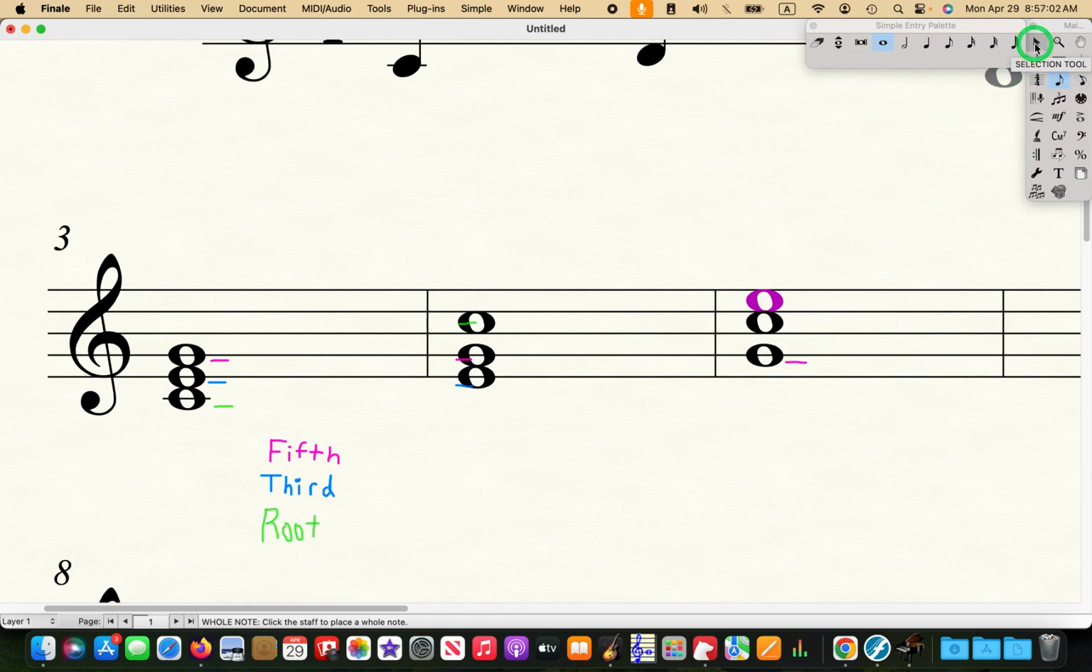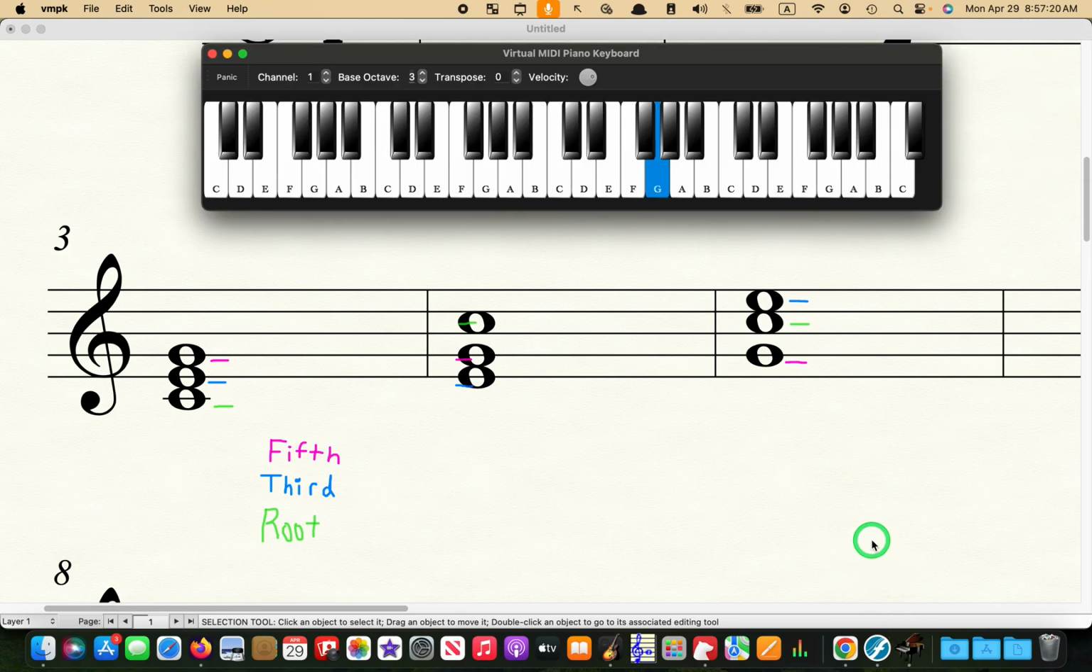And I'll get rid of that just to make it a little more clear. Fifth is on the bottom. Root is above the fifth. And the third is above the root. This is known as second inversion. Again, same notes, different configuration.